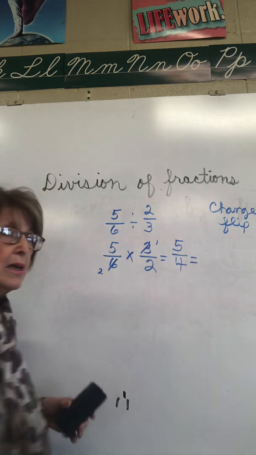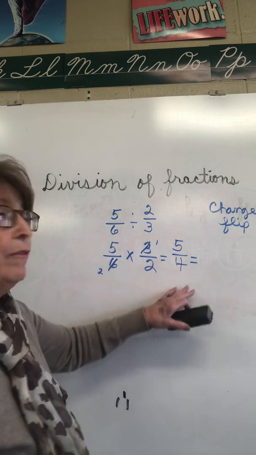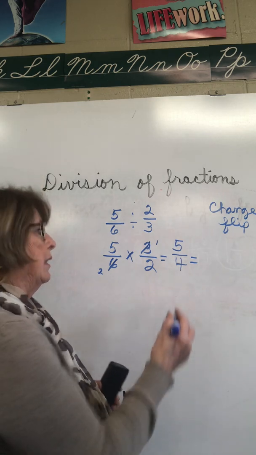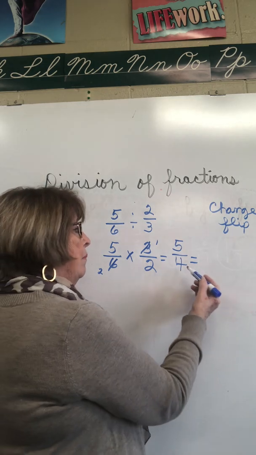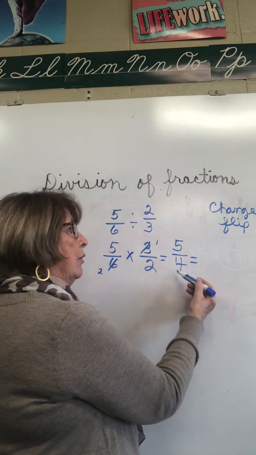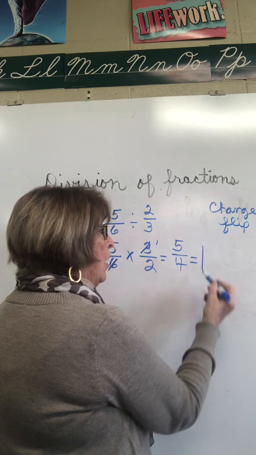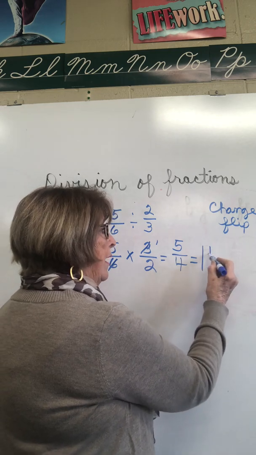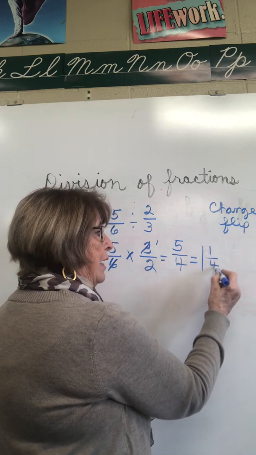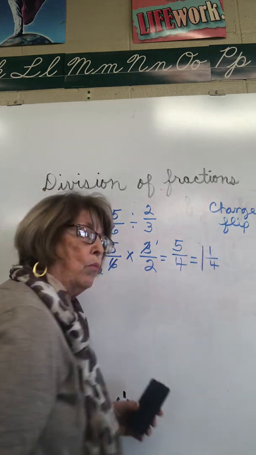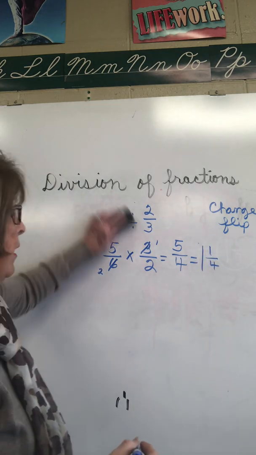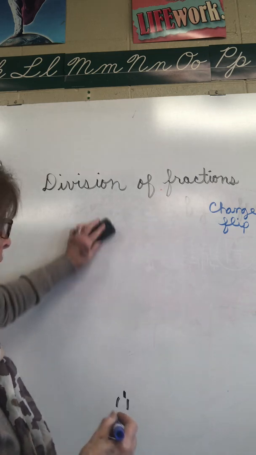I come out with an improper fraction, 5/4, which I know I've got to change. I change that by dividing my denominator into my numerator. 4 will go into 5 one whole time. I would have 1 left over. I write that over that same denominator. 1 1/4 would be my answer. Now, let's do another one together.